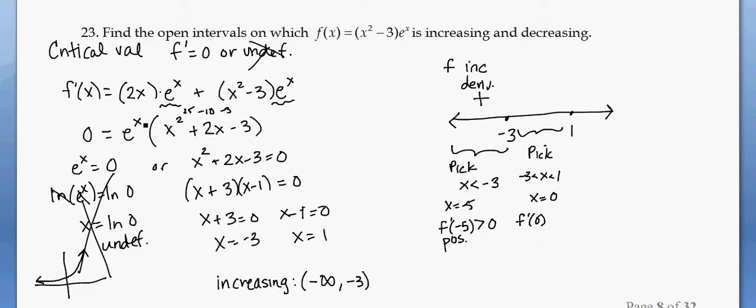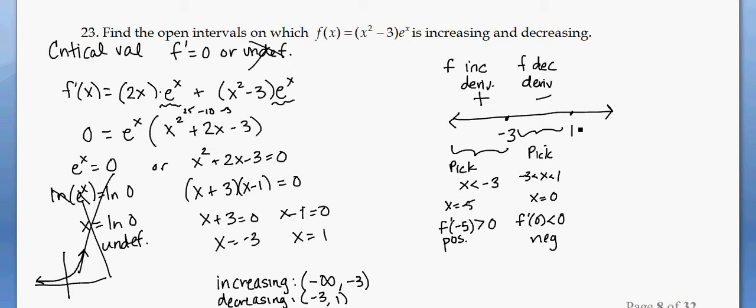So e to the 0 is 1 times, if I have 0 plus 0 minus 3, that's a negative number. A positive times a negative gives a negative result. So the derivative is negative, which tells us that the function is decreasing. So the function is decreasing on the interval from -3 to 1, again not including the endpoints.